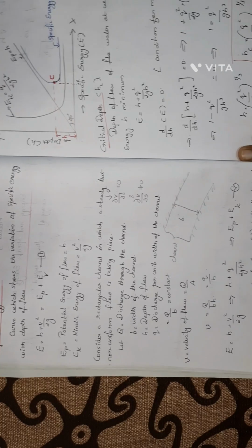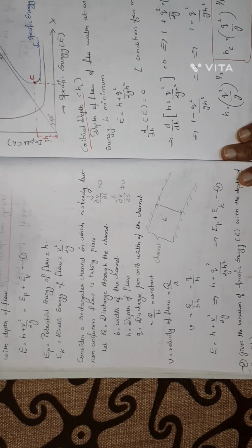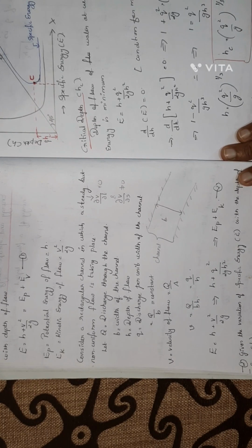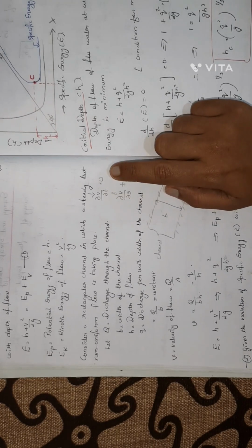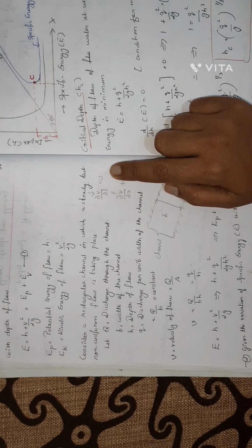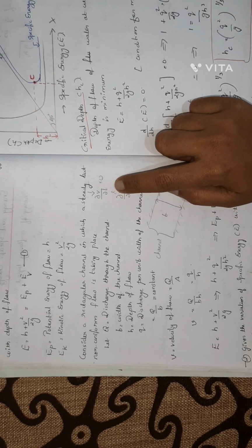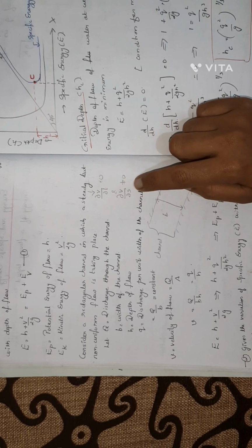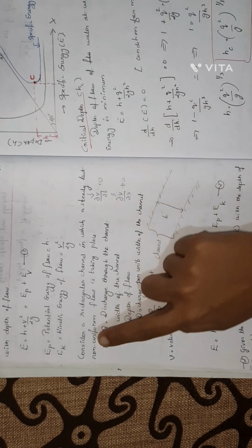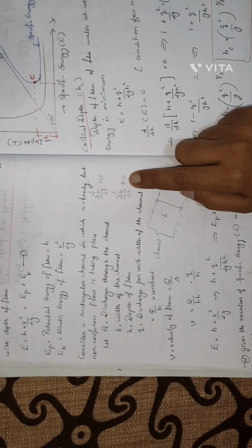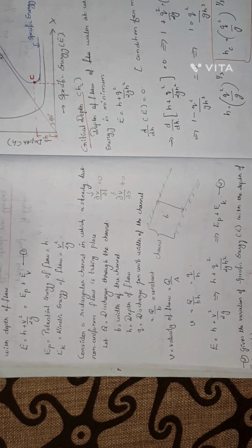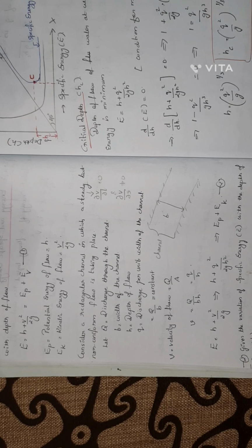Now, consider a rectangular channel in which a steady but non-uniform flow is taking place. So, this is our assumption. Okay, what is the steady flow? We know that dou V by dou t will be 0. That is with respect to time, there is no change in velocity. Okay, and what is a non-uniform flow? That is with respect to space, the velocity is changing. Okay, so our assumption is that a steady and non-uniform flow is taking place in an open channel.